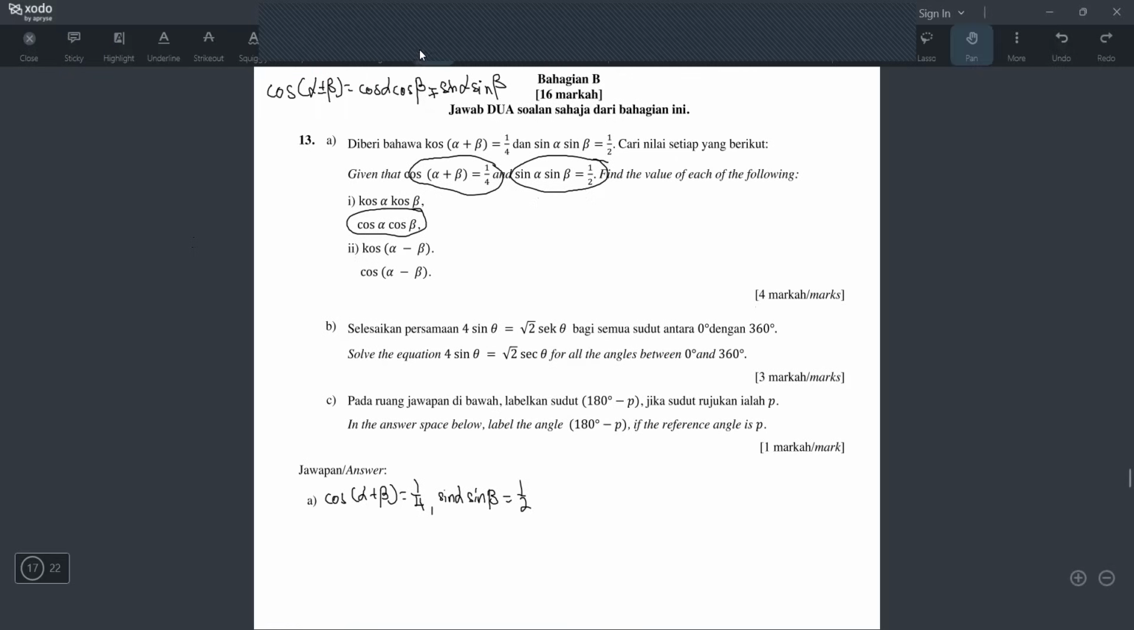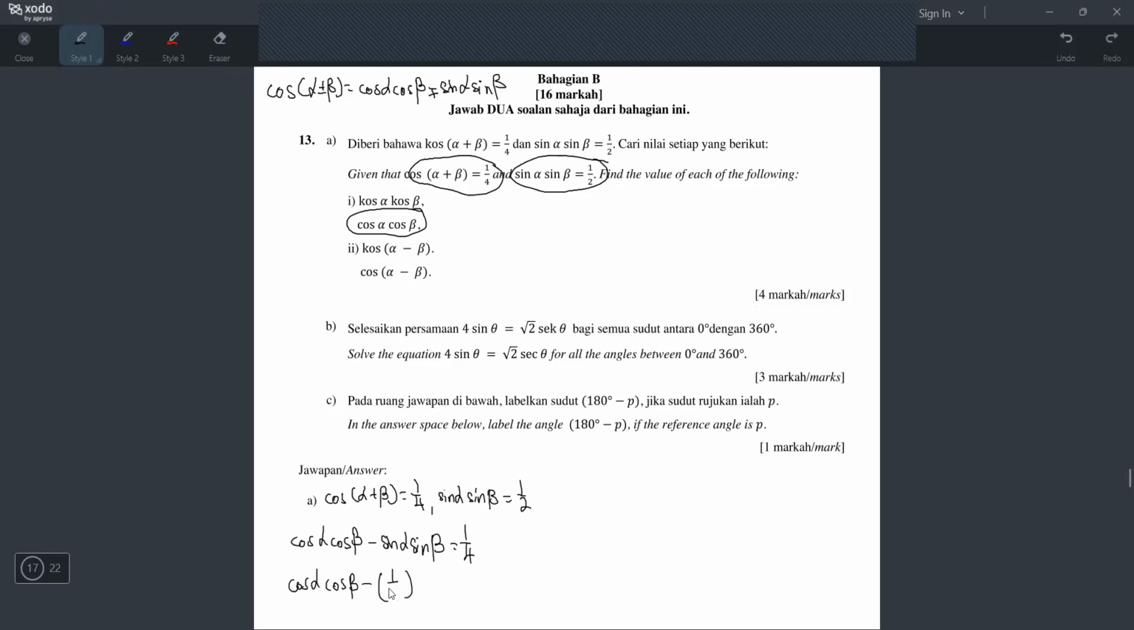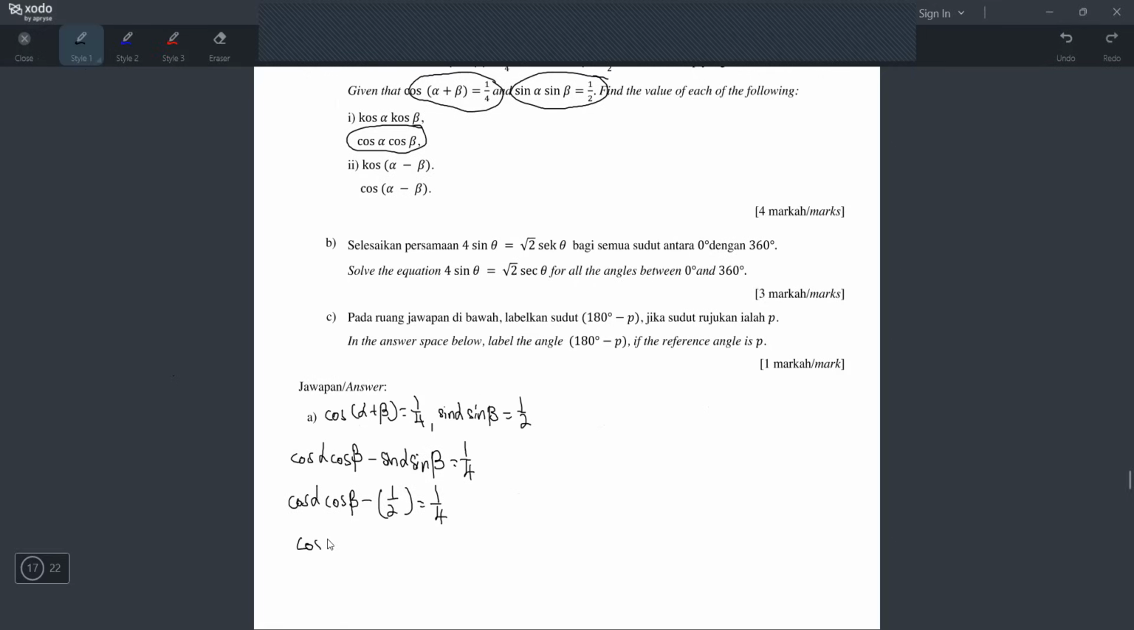They mentioned just now cos alpha plus beta equals 1 over 4. So can we use this formula? Cos alpha plus beta is actually what? Cos alpha cos beta minus or plus? Minus. Sine alpha sine beta equals 1 over 4. Because they say cos alpha plus beta equals 1 over 4, right? And now cos alpha cos beta I want to find, right? They want me to find this, right? And then what about the sine alpha sine beta? Well, they give me already, it is 1 over 2, so just sub it in. So now you can find your cos alpha cos beta. You just press 1 over 4 plus 1 over 2, right?